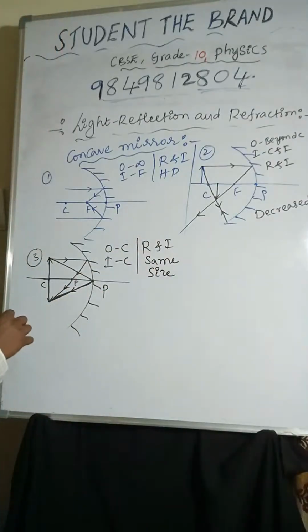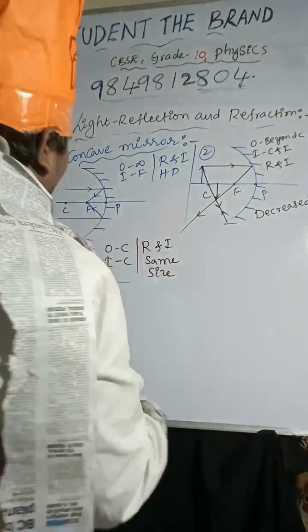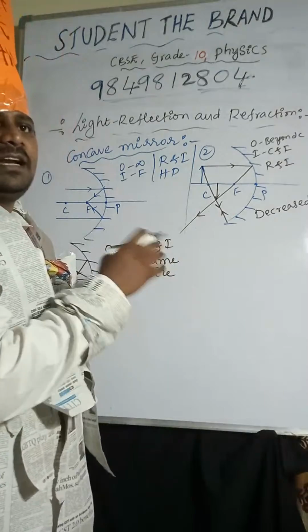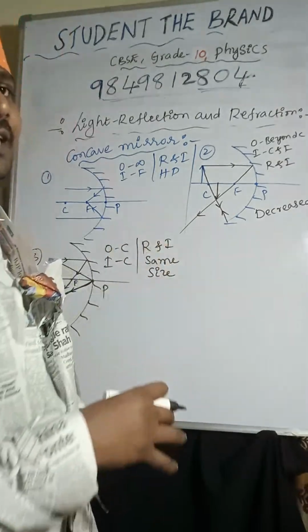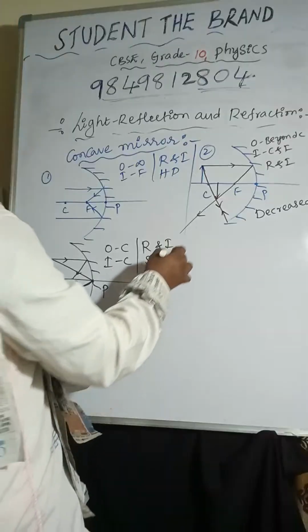So object is placed at C, image also will form at C. Nature of the image is real and inverted. Size of the image is same size. Okay. So coming to the fourth one.